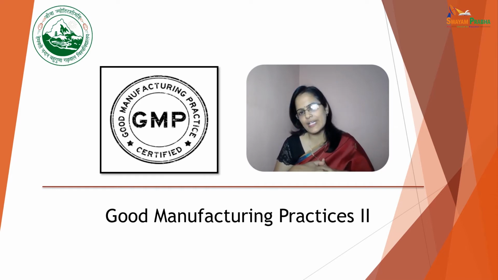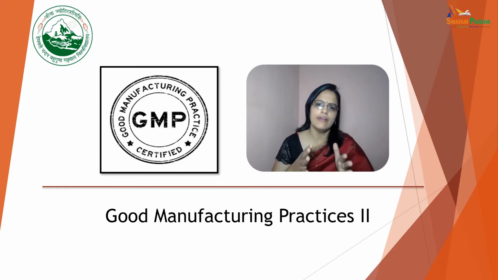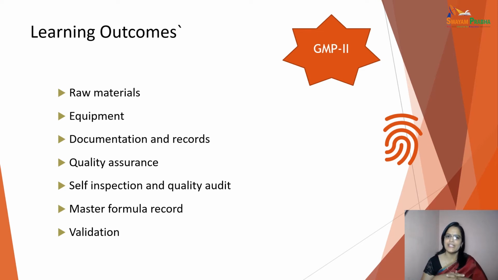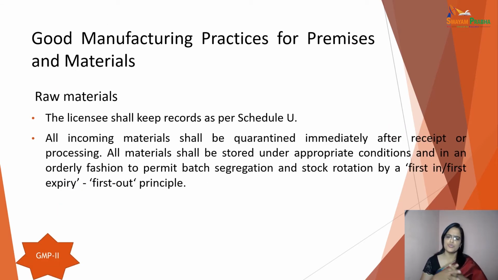So, dear students, today in this GMP part 2, we are going to discuss the remaining guidelines regarding raw material, equipment, documentation record, quality assurance, self-inspection and quality audit, as well as the master formula record. Good manufacturing practices for premises and material is the broad heading. Under this heading we discuss persons, location, production area, quality control area.